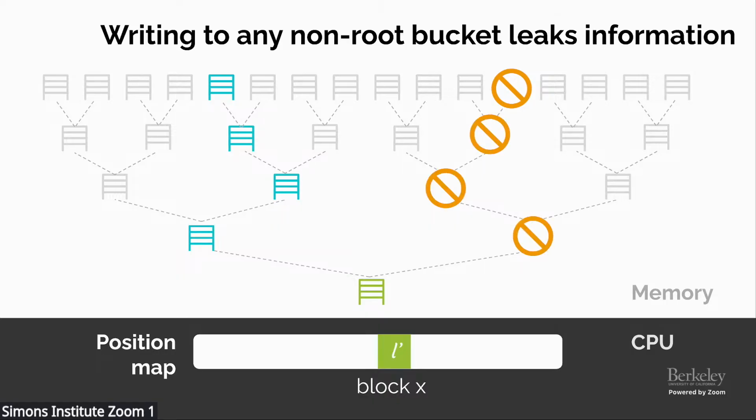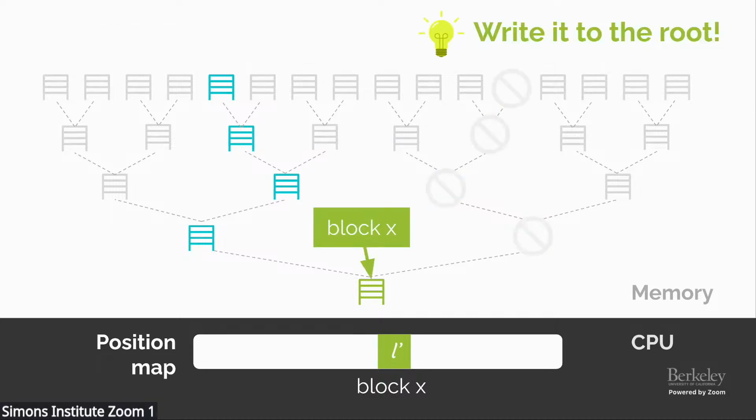And for the same reason, you should not write it to any of the internal nodes, because all these internal nodes will leak partial information about the choice of the path. And the only safe place to write it is into the root. So we are going to write the block into the root. And this is secure because it doesn't disclose any information about the choice of the new path.